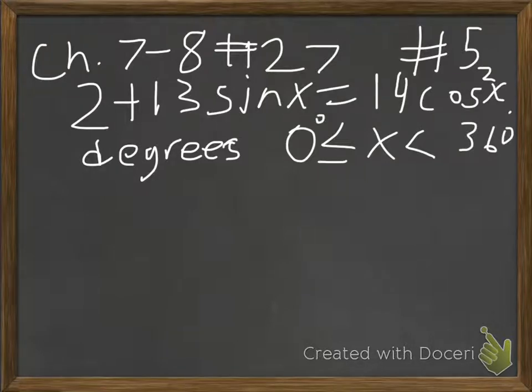First thing you're going to want to do is set your viewing window. Remember, you have to be in degrees mode for this. Your x is going to be from 0 to 360. And then for your y, since you see the 14 in front of the cosine squared as the amplitude, and the 2 in front of the sine, you're probably going to want to put it around 15.